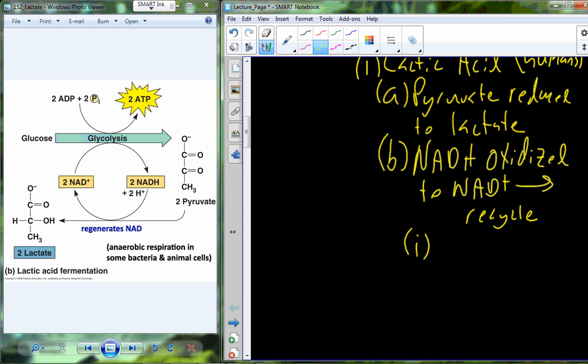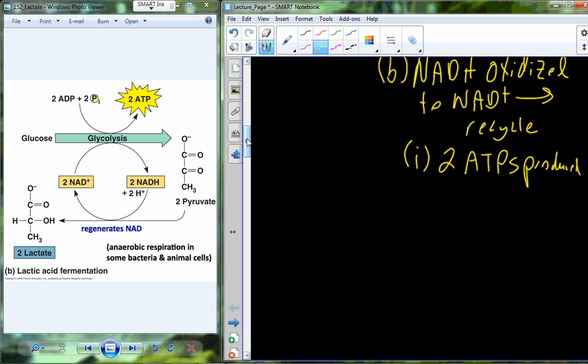All right, one more time. The two ATPs that are produced, how are they produced? Substrate level phosphorylation. Now we're starting to get somewhere. The NAD is recycled. Which one is recycled? The NAD plus. Back to glycolysis, so that it can strip off more electrons to form the reduced form, which is NADH, to go back and reduce pyruvate to lactate.